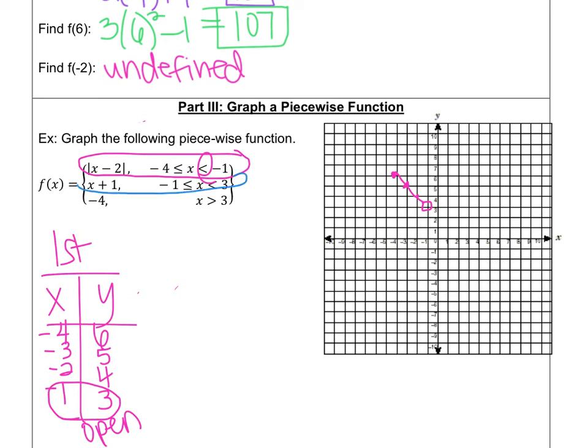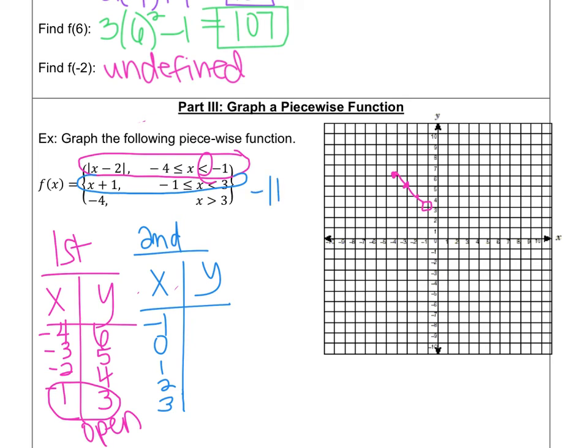Okay, now let's do the next equation. These x values start at -1 and go all the way to +3. So if I plug -1 into the second equation, it's x plus 1, so I'm going to plug in -1. -1 plus 1 is 0. And then I could plug in 0, so 0 plus 1 is 1. And then 1 plus 1 is 2. 2 plus 1 is 3, and then 4. Once again, this last point is open because if you look at the end of this inequality, it's just less than 3. It's not equal to 3. So let's go ahead and plot those 5 points.